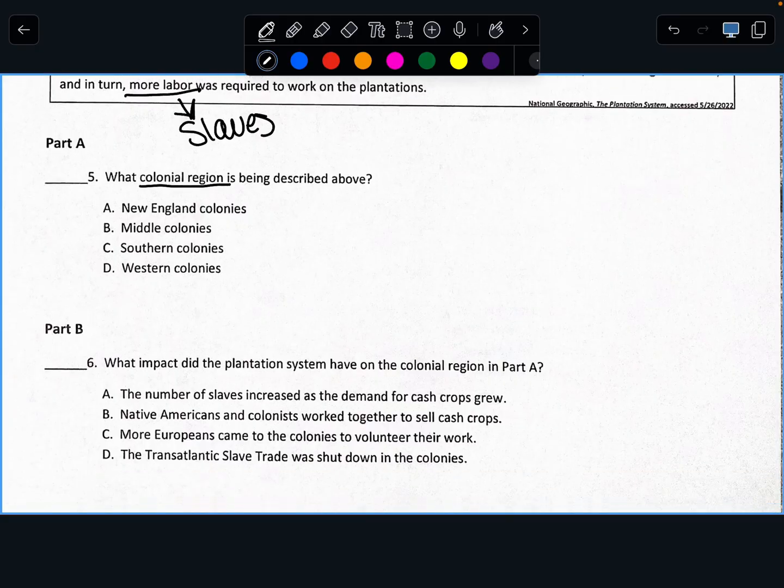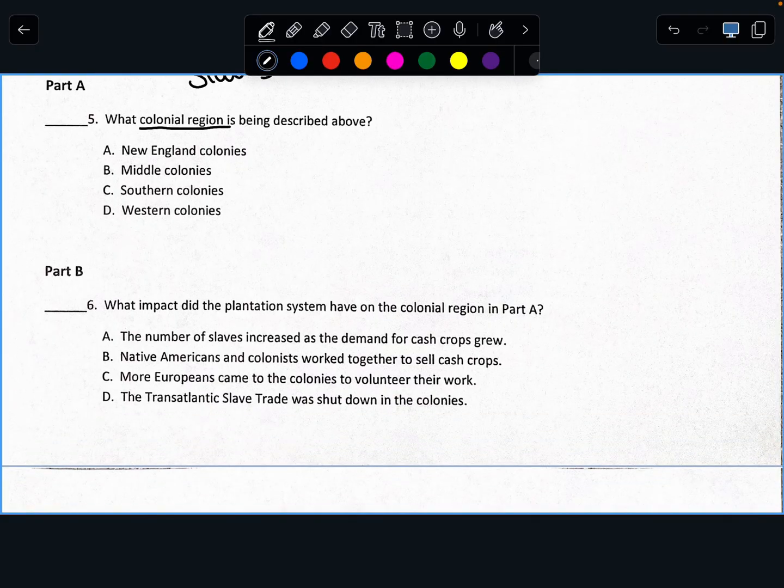Okay. 6. What impact did the plantation system have on the colonial region in part A? What do we underline for question number 6? Impact did the plantation system have on the colonial region? What colonial region did we say it was? The southern. Okay. So now that we know that, answer question 6. And then flip it over.